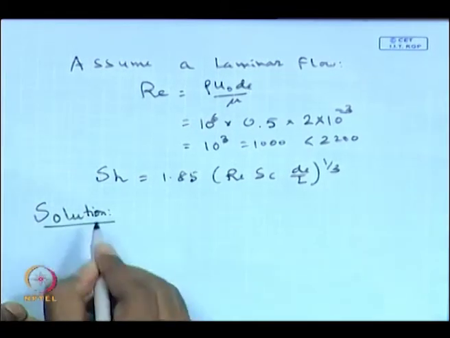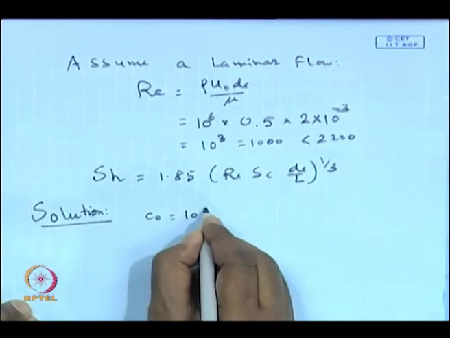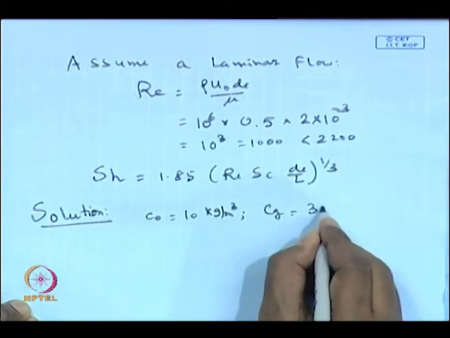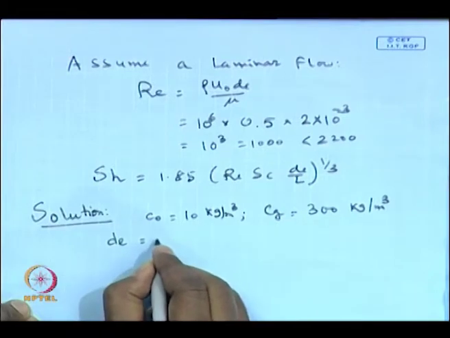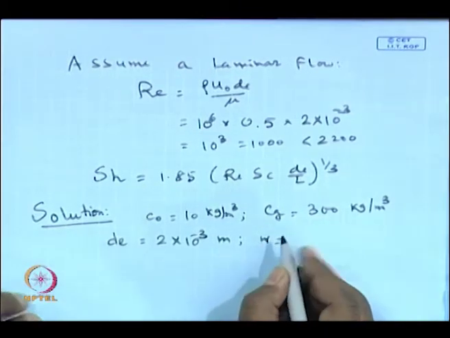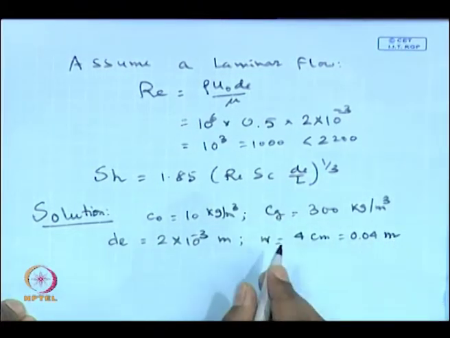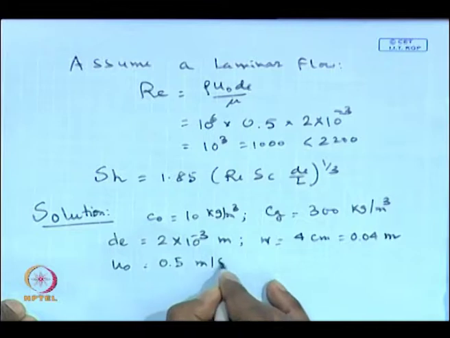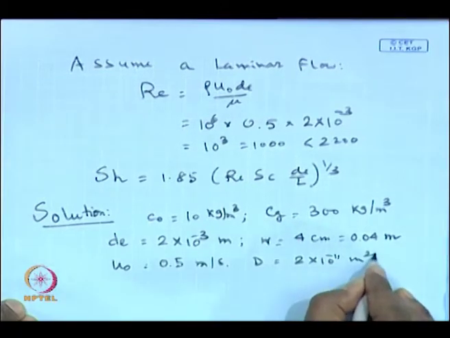This problem is straightforward. You have been given all the necessary quantities: C naught is 10 kg per meter cube, C gel concentration is 300 kg per meter cube, equivalent diameter is 2 millimeter, that is 2 into 10 to the power minus 3 meter, width of the module is 4 centimeter, that is 0.04 meter, u naught is 0.5 meter per second and diffusivity is 2 into 10 to the minus 11 meter square per second.